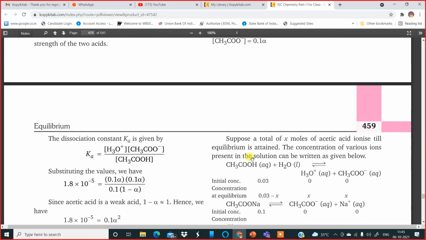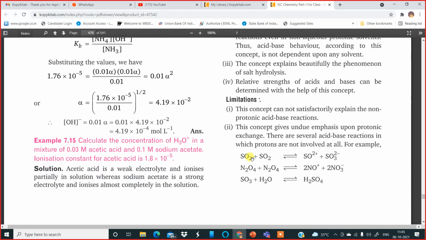Now, coming down to the limitations, the drawbacks of the Bronsted-Lowry theory. This concept cannot satisfactorily explain non-protonic acid-base reactions. It gives undue emphasis upon protonic exchange. There are several acid-base reactions in which protons are not involved at all.